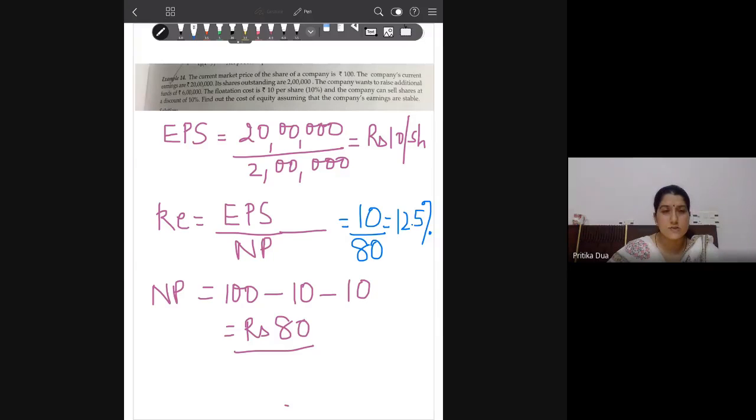We have practiced questions on each of the models, or each of the approaches that has been used to calculate the cost of equity. We now move to the next source of finance for the firm, which is the cost of retained earnings. How to calculate the cost of retained earnings? I'll move to the PPT.